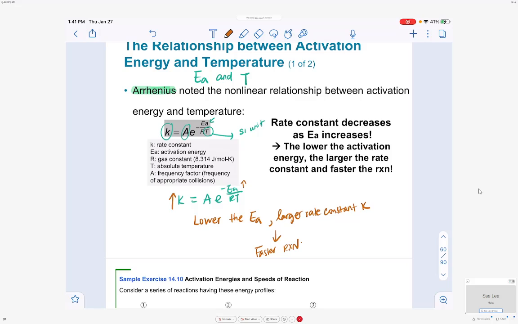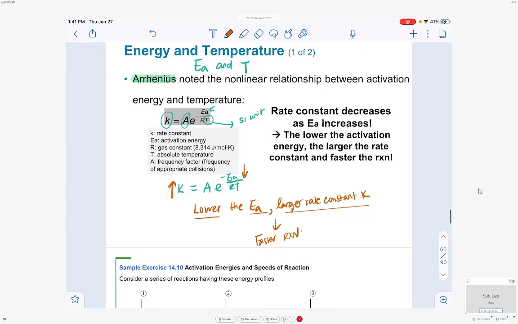Okay, so lower the activation energy, larger the rate constant, and therefore faster reaction. That's what this mathematical expression is explaining.